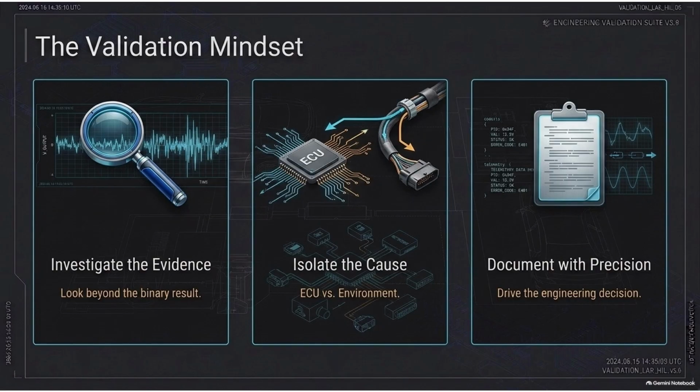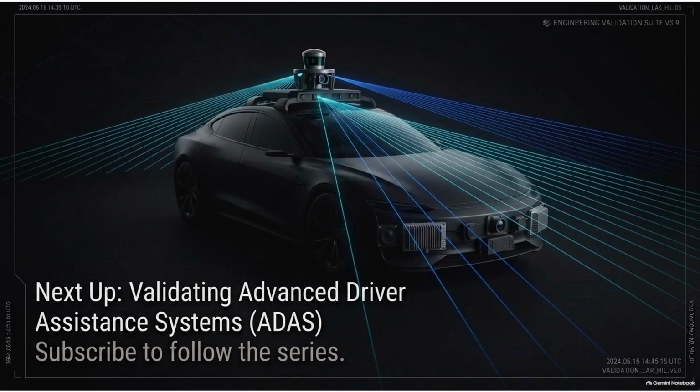Being a great validation engineer means three things: investigate the evidence, isolate the cause, and document with precision. You are the final gatekeeper for vehicle safety. A test result is more than just a pass or fail. It's about understanding the evidence, separating bugs from setup issues, and providing the data needed to build a safer vehicle.